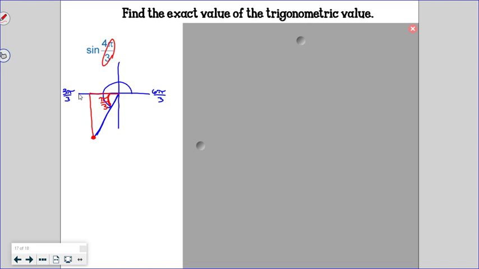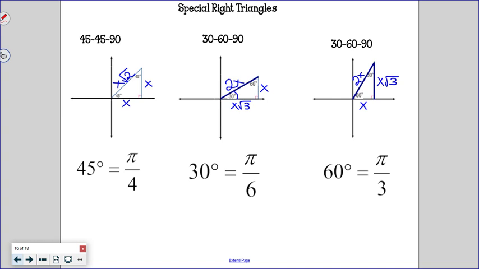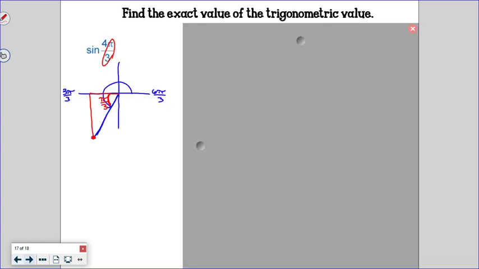This reference angle is pi over 3, so as I'm getting used to this, I'm going to flip to this page in my notes. I'm going to find where it says my reference angle is pi over 3, and draw those ratios. So across from that pi over 3, across from that 60 degrees, is my x square root of 3.